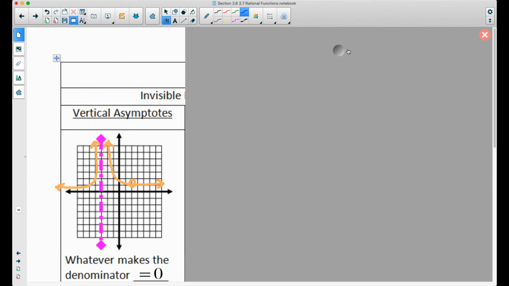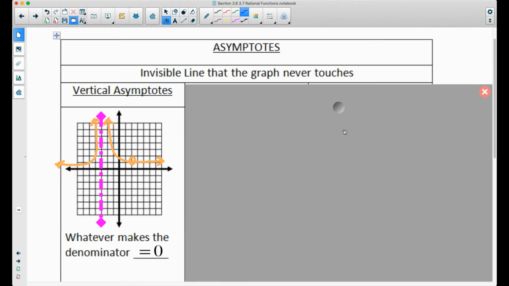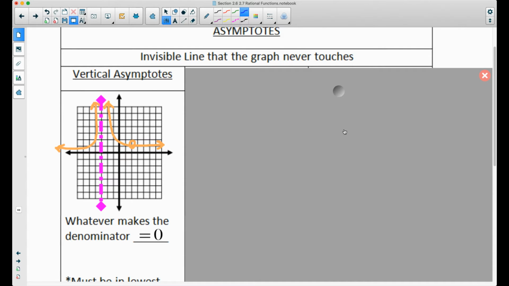And it also says, here, let me scroll this down too. There we go. Asymptotes are invisible lines that the graph never touches. So this is whatever makes the denominator 0, and we'll talk about something else that is also going to be located there as well.